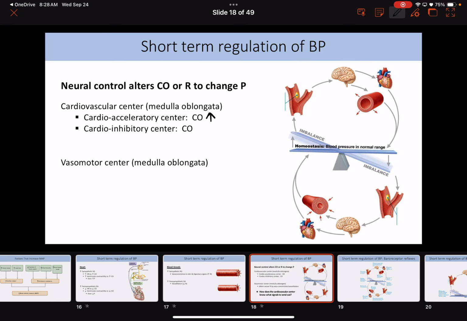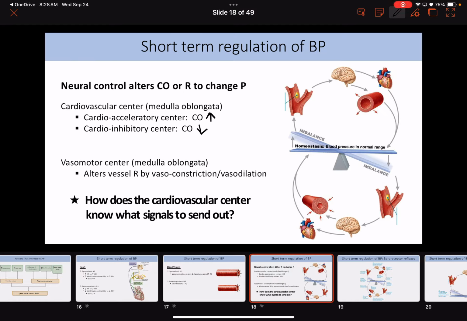What do you think the cardioinhibitory center does to cardiac output? Decreases it. It's going to slow it down. We also have a vasomotor center that's going to alter the diameter of our blood vessels. That's also in the medulla oblongata. And in that vasomotor center, it alters vessel resistance by either vasoconstriction or vasodilation.